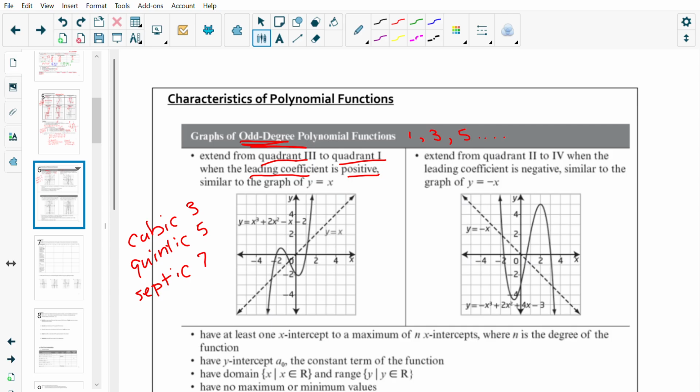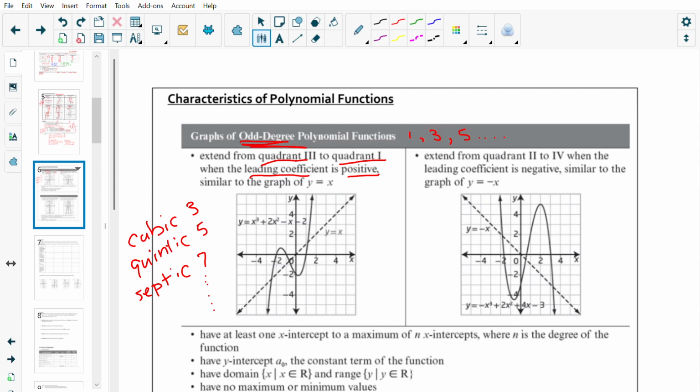Yeah, it is. It just happens to be the same word as, I just looked it up on my phone, the sewage tank, like a septic tank. Anyway, when you have a cubic of degree 3, quintic of degree 5, septic of degree 7, and so on, right? Odd number degree, right?